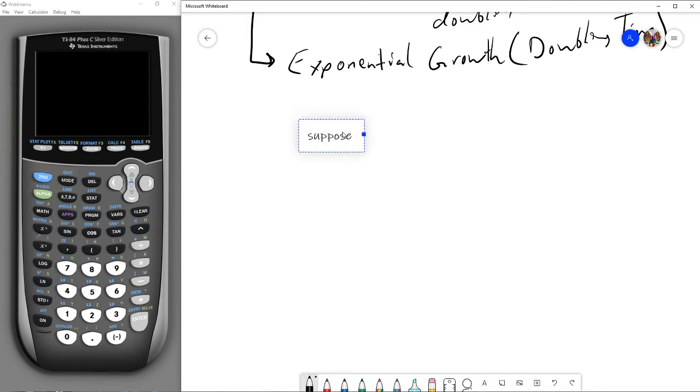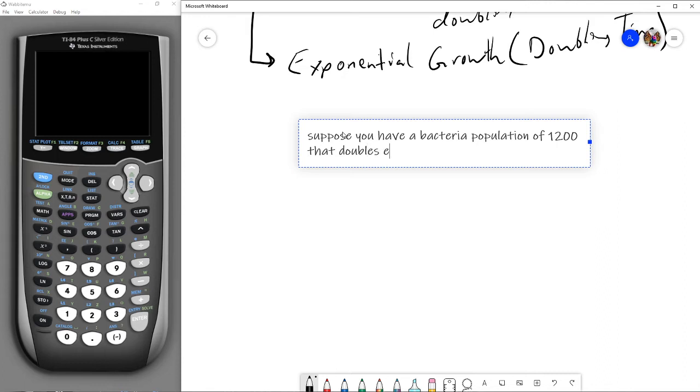Suppose you have a bacteria population of 1200 that doubles every 5 hours. So we're given an initial condition, and we are given a doubling time. Now here are some questions. 1, find a model for this population.